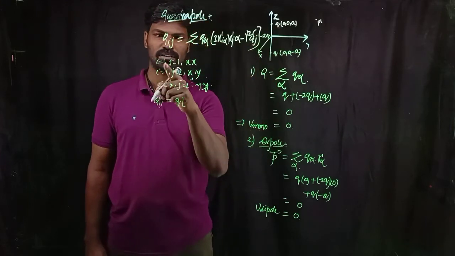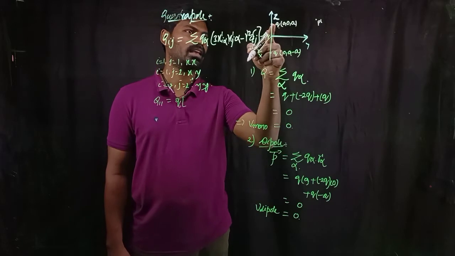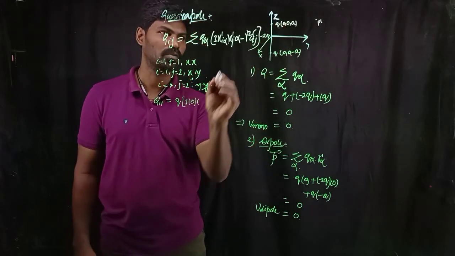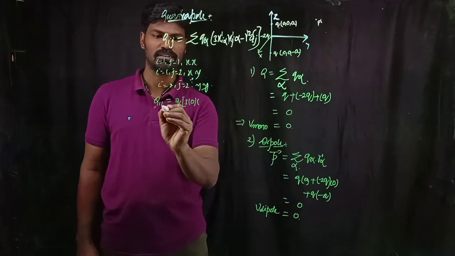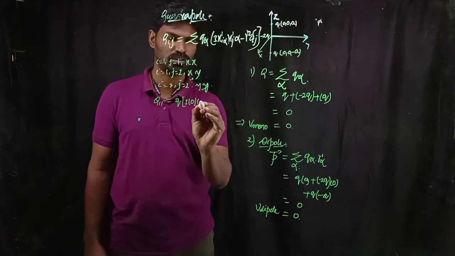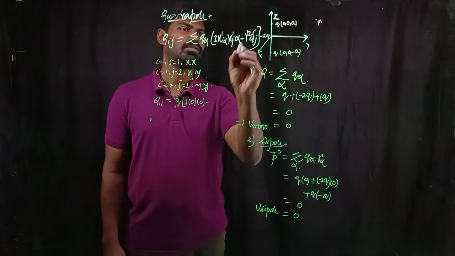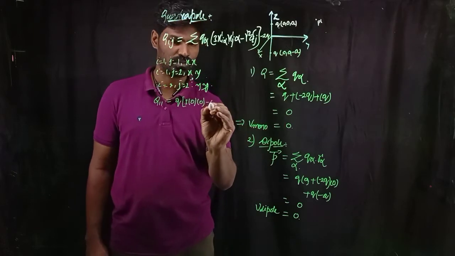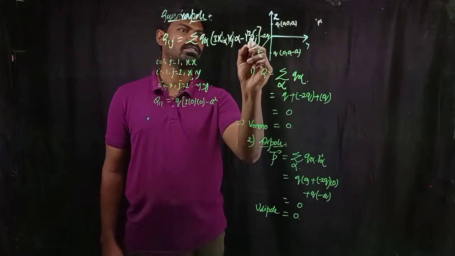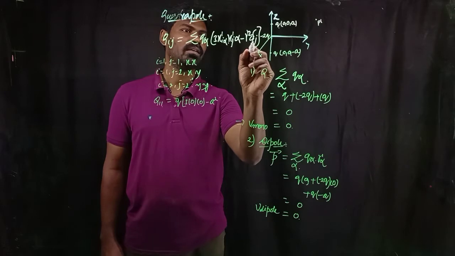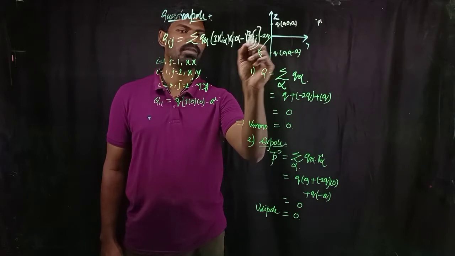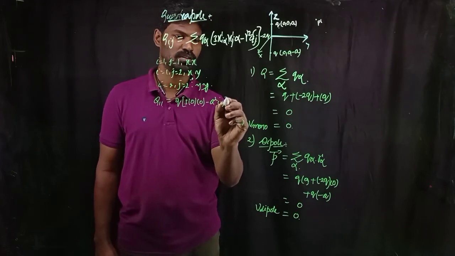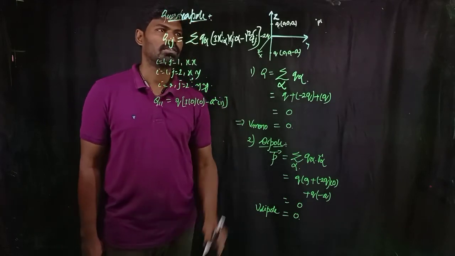Xi dash, i equal to 1, is the x value of this charge, 0. So 3 into 0 into xj, where j is also 1, so this is also 0, minus r square, the distance of this charge from here to here, which is a, so a square into delta ij, the Kronecker delta symbol. When i is equal to j, delta ij value is 1, so here i equal to j equal to 1, so delta ij value is 1. I think you understood how I calculated for charge number 1.